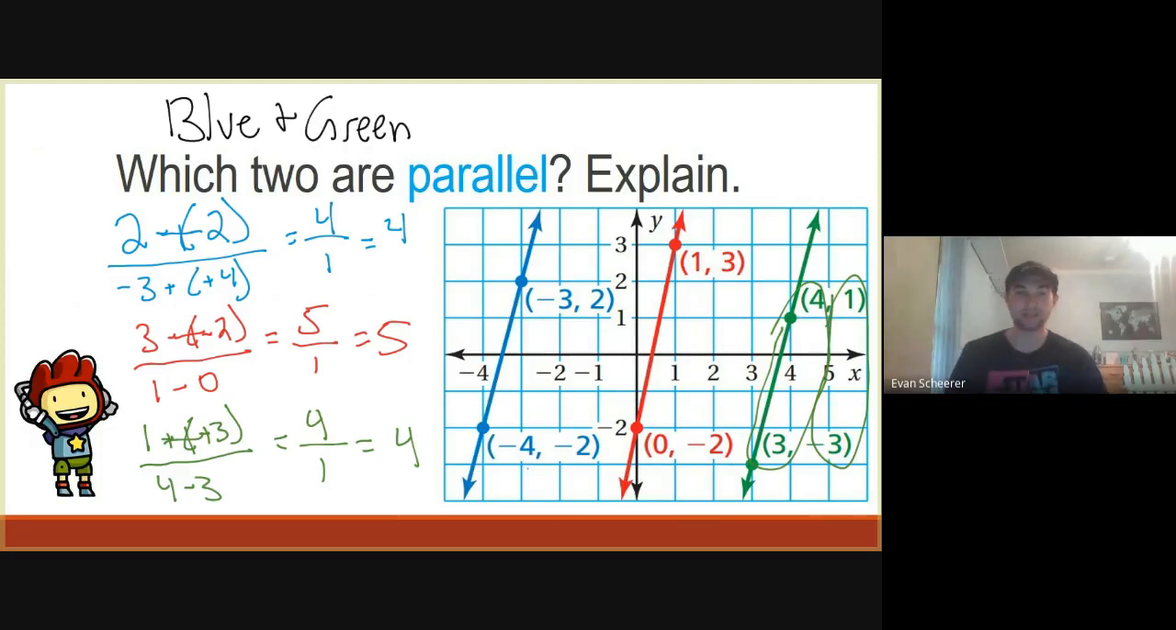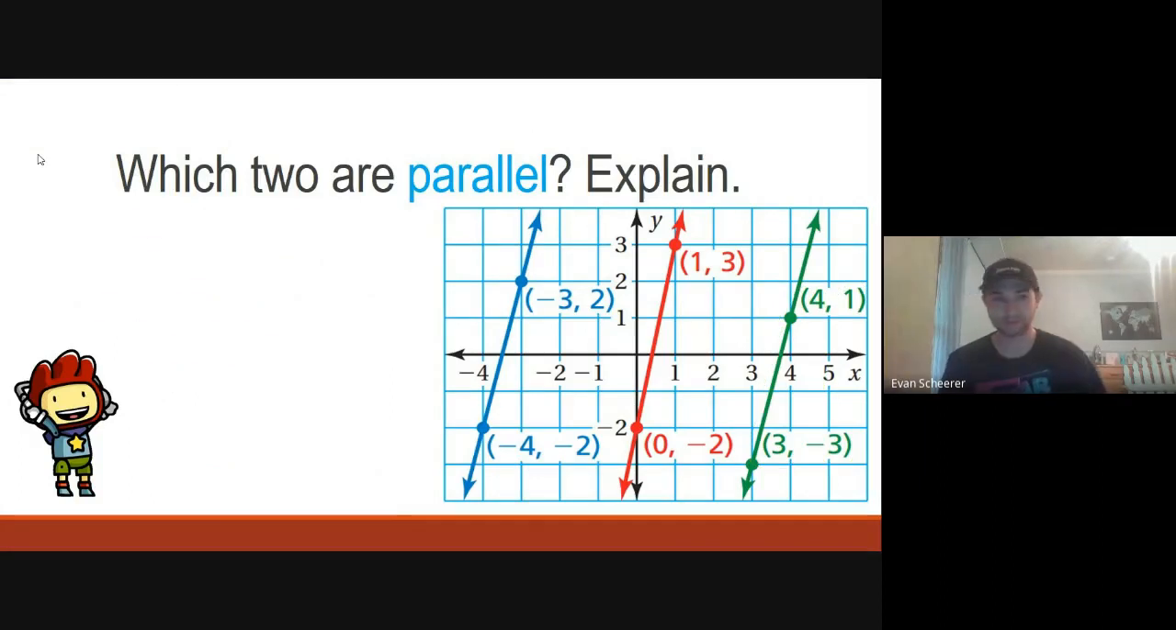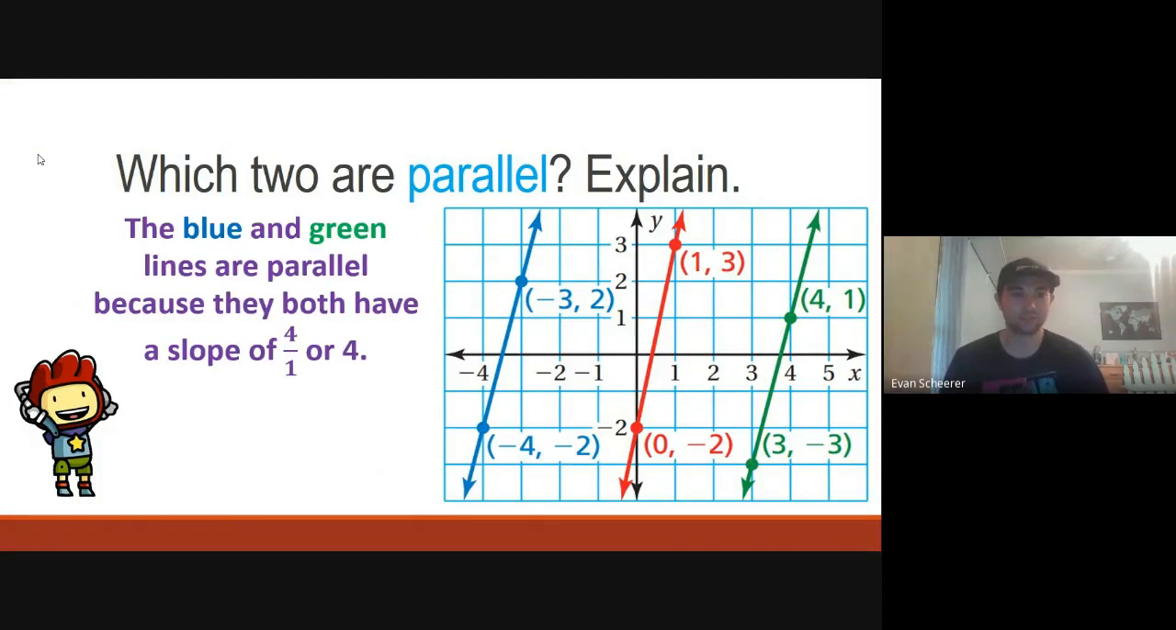And then it says to explain. So how could we explain that? Well, blue and green have a slope of 4. Red has a slope of 5. Boom, done. So I'm going to write slope of 4. That's a good explanation. All right. So if you want the actual words, the blue and green lines are parallel because they both have a slope of 4/1 or 4. Done. All right.